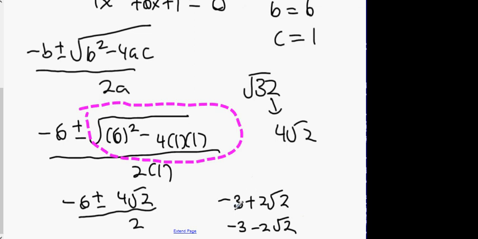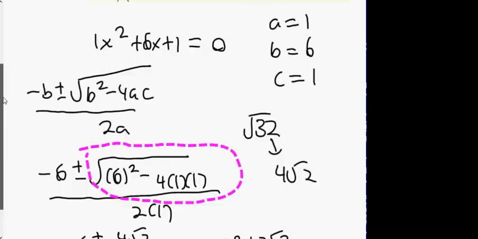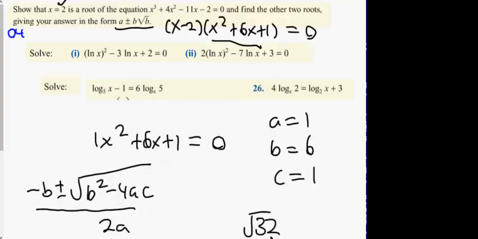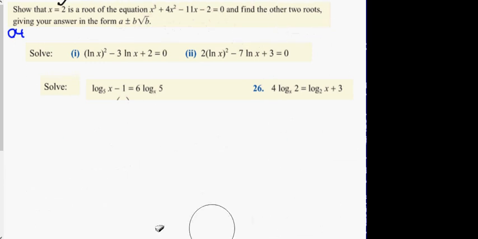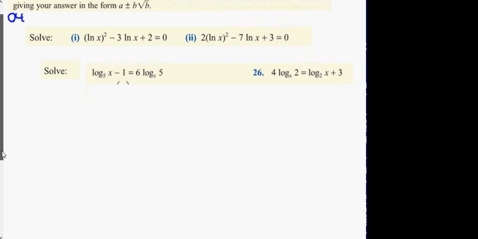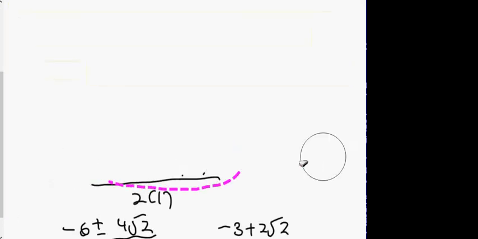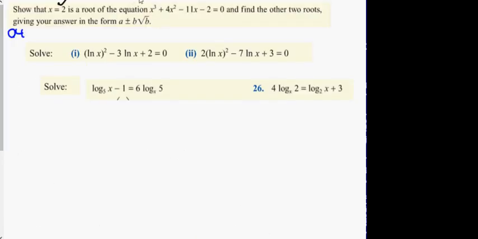Okay. The next question is solve. Everybody did quite well at this one, to be fair. Everybody did really well at this one. Ln x squared minus 3 ln x plus 2. So what we're going to get is let y equal ln x. Now please remember that ln x means log to the base e of x.